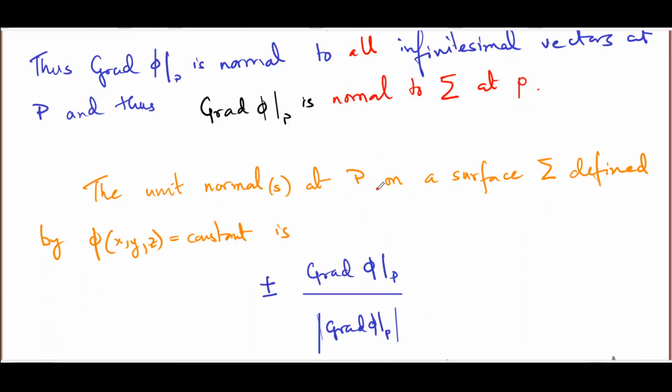Now, how do you define the unit normal vector to the surface of constant phi at the point P? Simple. Grad phi at P gives you a vector which is normal to the surface. To make it a unit vector, you have to divide by its length. So, grad phi at P divided by magnitude of grad phi at P is the unit vector. Of course, you could have minus this quantity as well, because that would mean that instead of this particular unit vector, which is in the direction of grad phi, you're choosing the one which is in the opposite direction, which is also a normal to this surface.